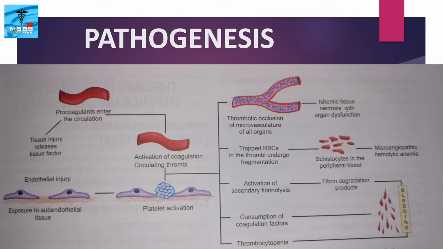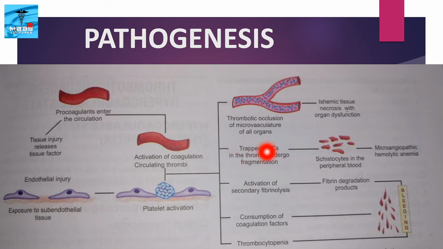The entry of procoagulant or thromboplastic substances into the circulation activates the coagulation system, and the widespread endothelial injury exposes the thrombogenic subendothelial matrix. So, both the procoagulant substances and the endothelial injury activate the coagulation system, resulting in fibrin platelet thrombi formation in the microvasculature. Then, the consequence of thrombi formation includes thrombotic occlusion of the microvasculature of all organs, which leads to ischemic tissue necrosis with organ dysfunction.